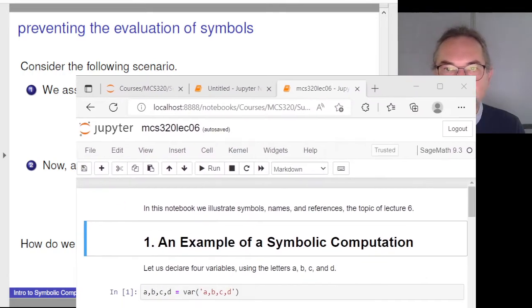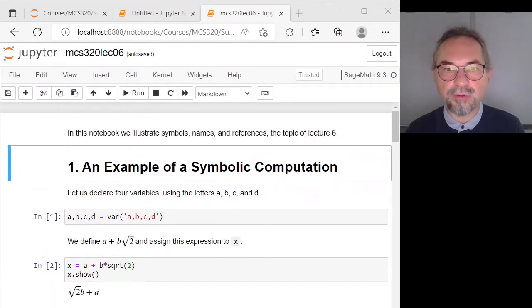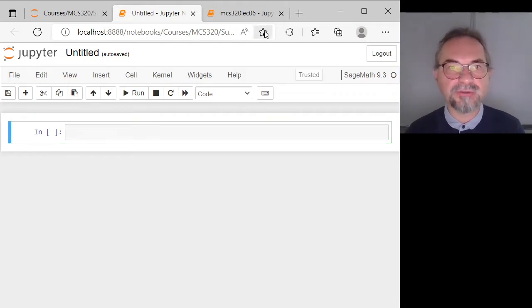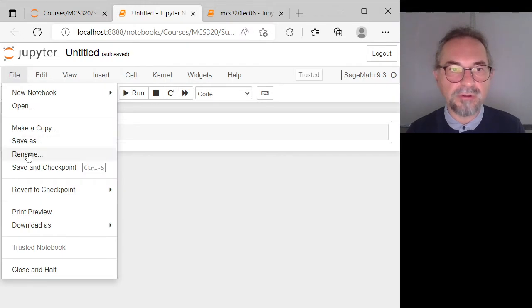So let me now switch to the Jupyter notebook. I have a fully prepared Jupyter notebook. But for the dynamics, let me start from scratch. I will show how to build up this Jupyter notebook. And the best way to follow throughout this course is to experiment also with Sage. So I have an untitled notebook in a 9.3 Sage mod kernel on Windows.